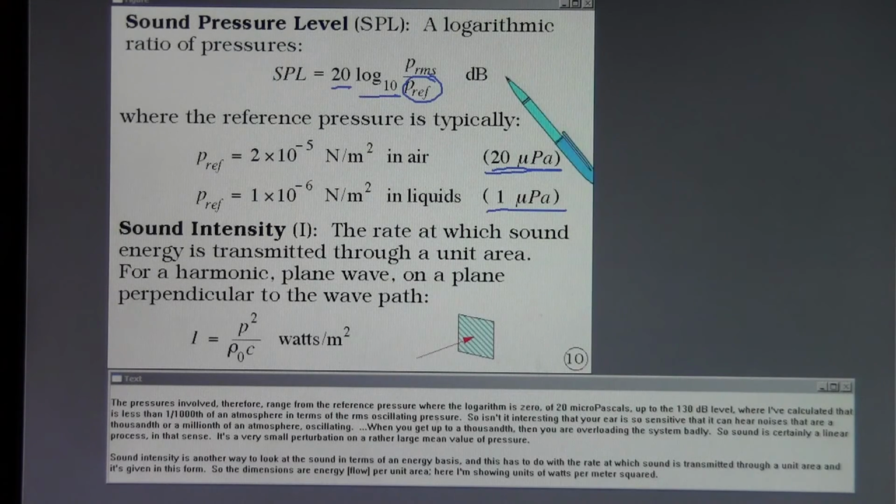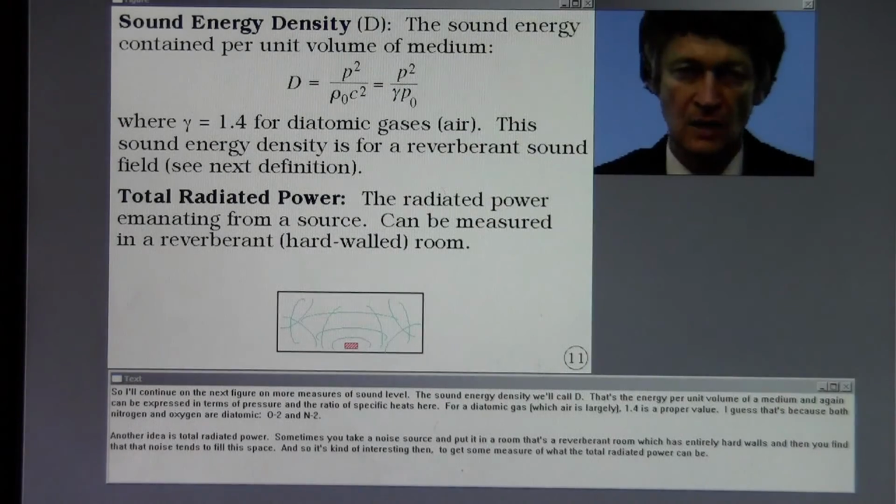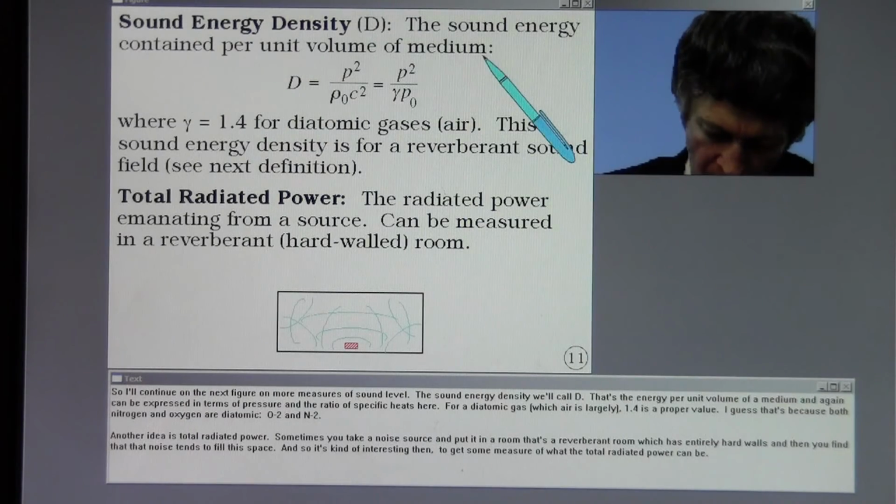Sound intensity is another way to look at the sound in terms of an energy basis, and this has to do with the rate at which sound is transmitted through a unit area, and it's given in this form. So the dimensions are energy per unit area. Here I'm showing units of watts per meter squared. So I'll continue on the next figure on more measures of sound level.